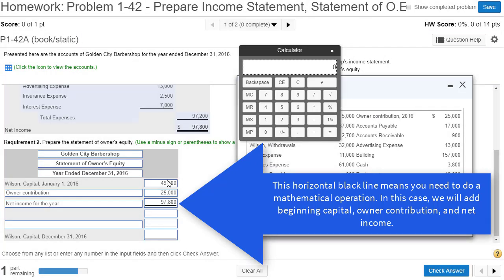So we've got 49,000 plus 25,000 plus 97,800 equals a subtotal of 171,800. Now, if you want to make it easier to read, you could put a comma in there. Just be careful and don't accidentally put in a decimal. I'm going to take the comma out because sometimes I screw those up.